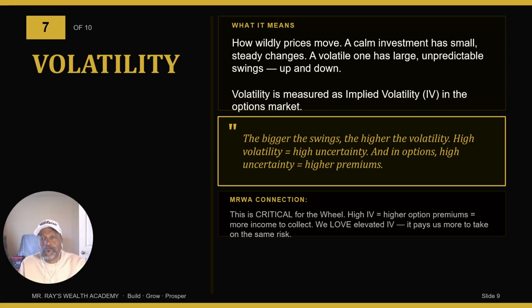Volatility. Oh, this is the one right here. This is the one that makes most investors nervous. Here at my academy, volatility is one of our best friends. Think about two stocks. Stock A moves 1 to 2% a day on average. Stock B swings 5 to 10% in either direction. Stock A is calm, low volatility. Stock B is a roller coaster, high volatility.